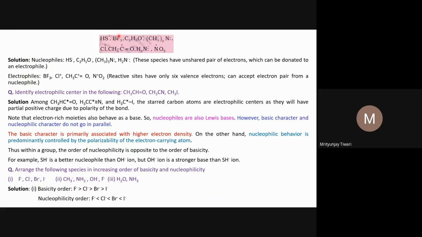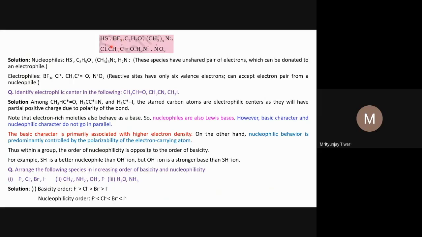Now BF3. BF3 is a Lewis acid, you know, and Lewis acid means boron has an incomplete, an empty p orbital, and this is because boron has only a sextet of electrons. Boron itself has only 3 electrons in its valence shell, and 3 more electrons are obtained from the 3 fluorine atoms due to sharing of electrons.